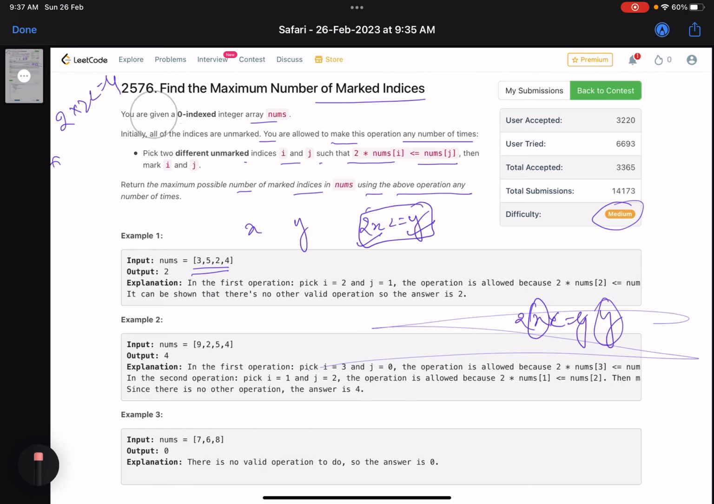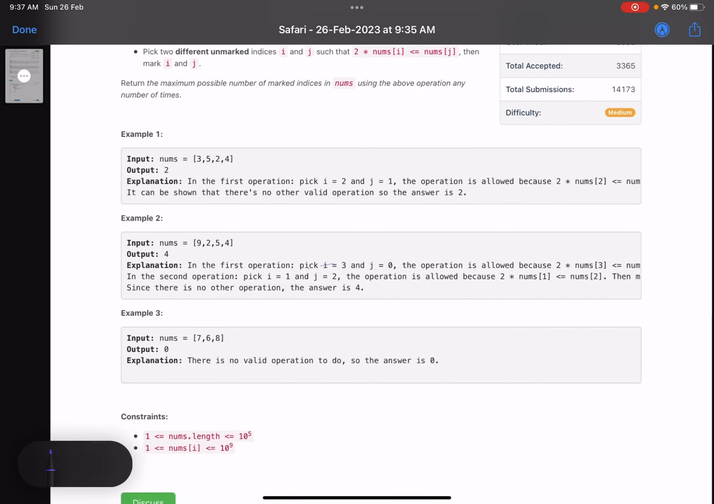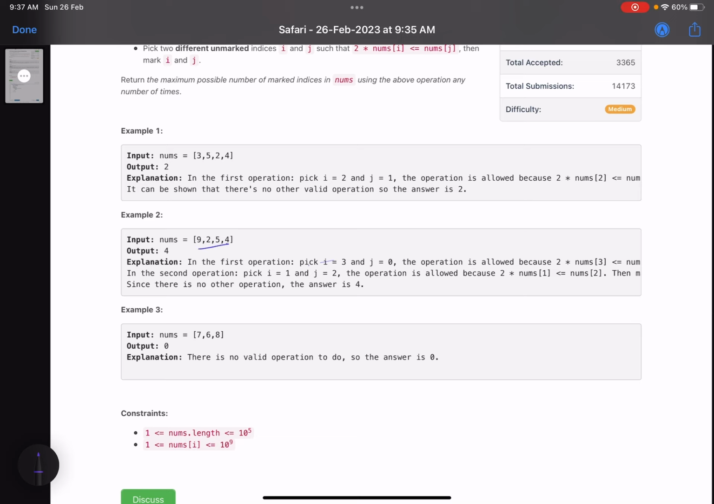Let's look into the other example. Just a second, for clarity I'll do it. The next example is 9, 2, 5 and 4. If I sort it, I get 2, 4, 5 and 9. Just see here, 2 and 4 are forming a pair because 2 times 2 is less than or equal to 4, and 5 and 9, the remaining indices, are not forming a pair.